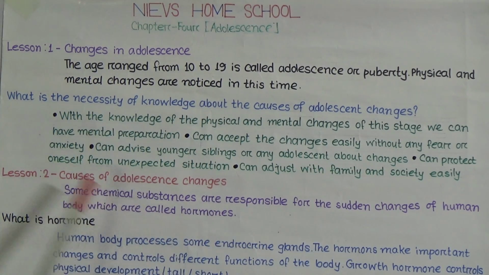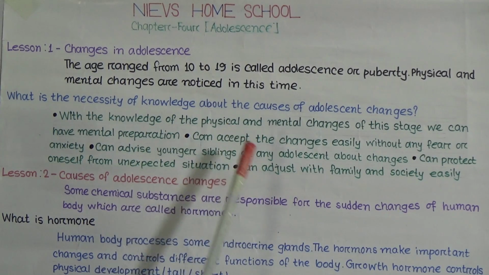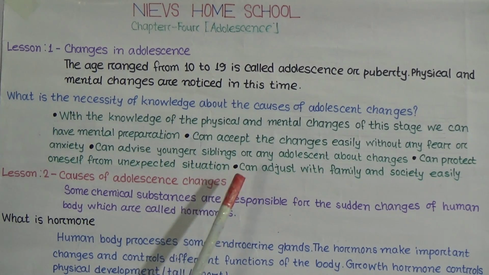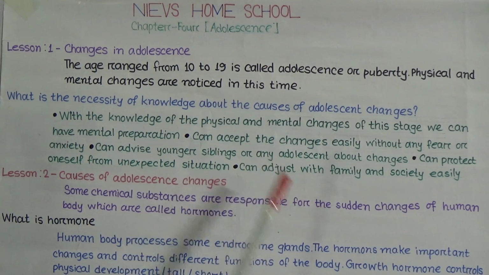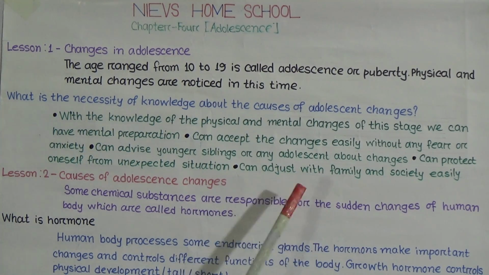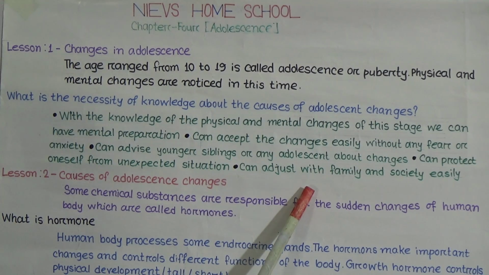So why do we have to gain the knowledge of adolescence or puberty? Because if we have the knowledge of adolescence, we can cope with the changing world. We can protect ourselves, our neighbors, our friends, or our siblings from any unexpected situation. We can give advice to our younger siblings, sisters, or anyone. And also with this knowledge, one can adjust with family and society.